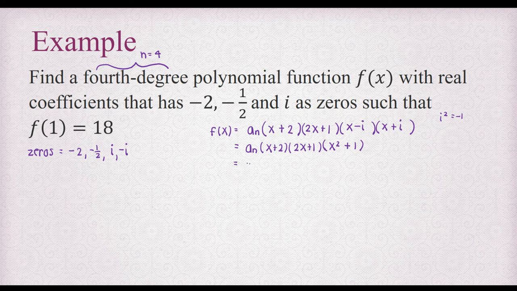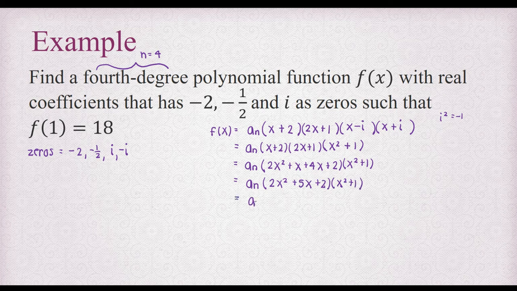I'm now going to start multiplying the first two binomials together. x times 2x is 2x squared. x times 1 is 1x. 2 times 2x is going to give me 4x. 2 times 1 is going to give me 2. I can start combining like terms. So we're going to have a 2x squared plus 5x plus 2. And now I have 2 more polynomials to multiply together.